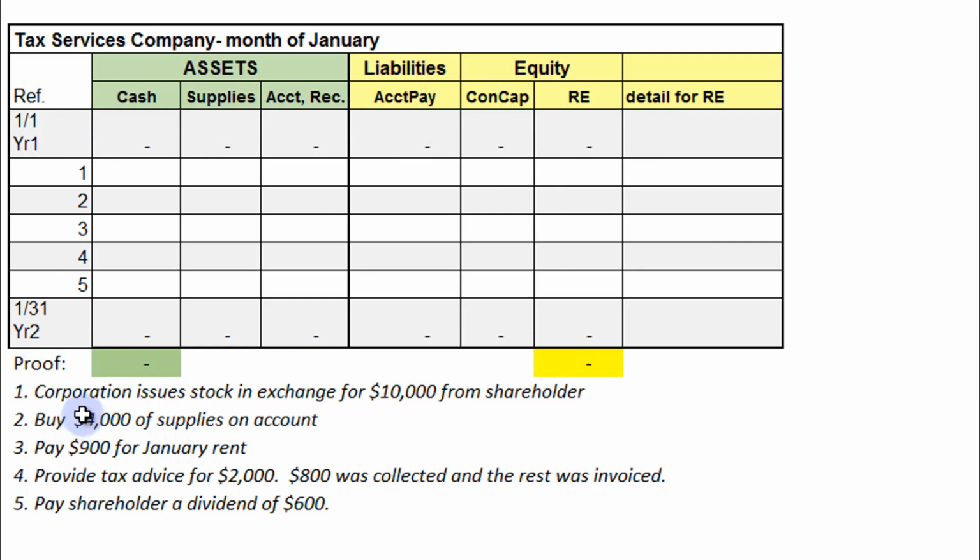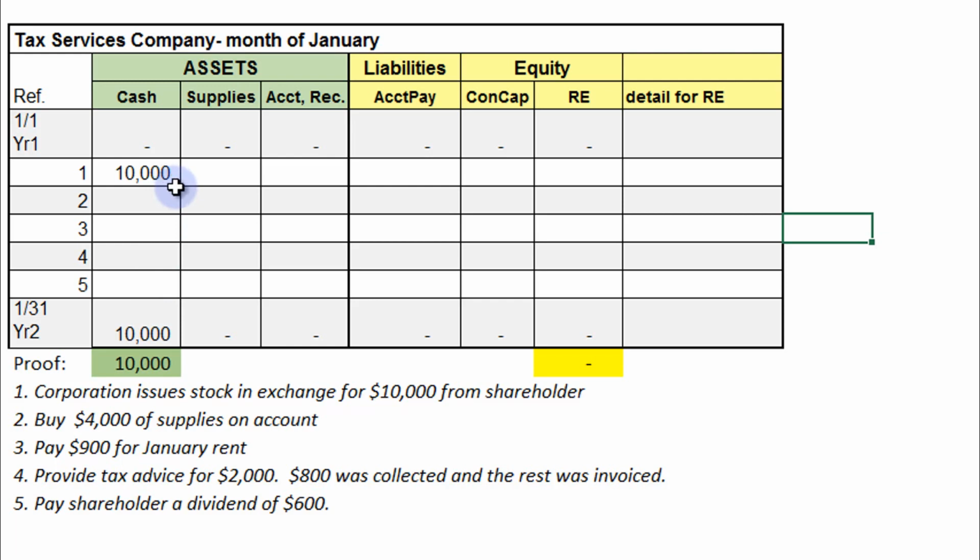Alright, our first transaction. The corporation, tax services company, issues stock in exchange for $10,000 from a shareholder. So a shareholder contributed $10,000 to the corporation in exchange for common stock. That's a type of contributed capital. What accounts are affected? Well, remember our rule of thumb. Was cash affected? Yes. Remember, we're doing accounting for the business, tax services company. Tax services company's cash increased.